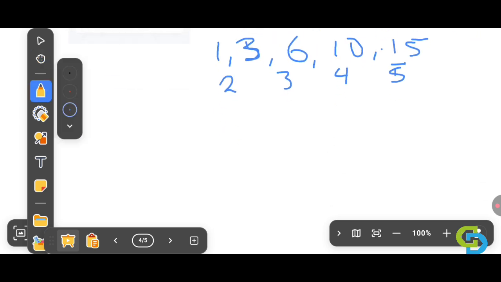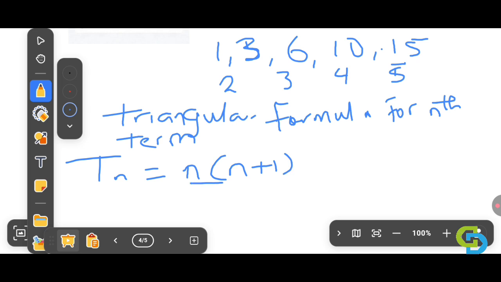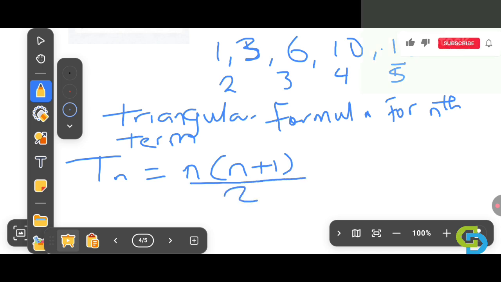What we have to use is very simple. We're going to use the triangular formula. So this is a triangular question. We have to use the triangular formula for the nth term. Now what is this formula? It says Tn is equal to n open bracket n plus 1 close bracket all over 2. So with this formula, you can get any nth term of a sequence of numbers given to you in your maths, and that's very easy.